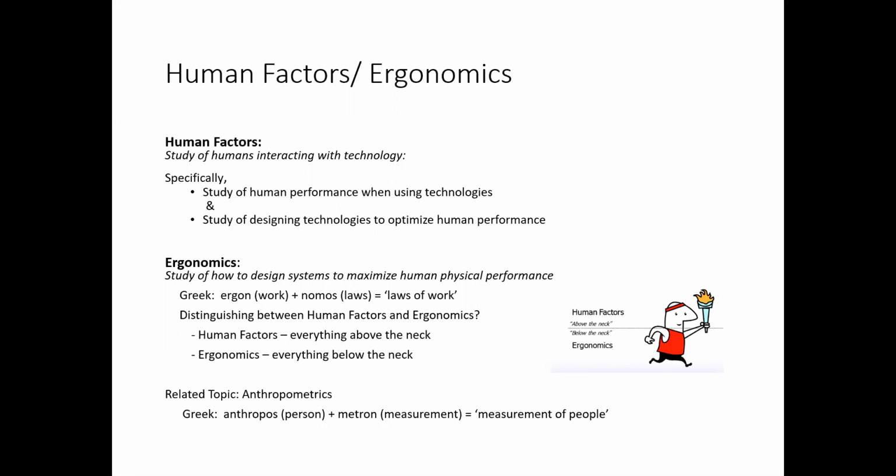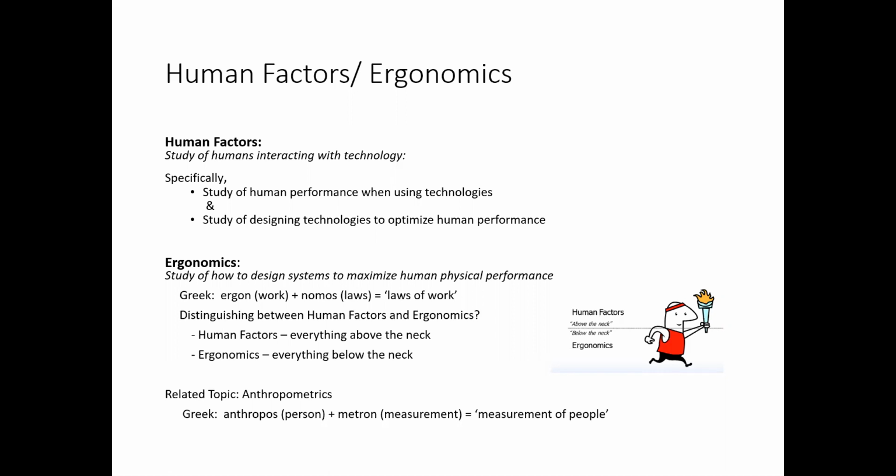So as we're going through here, that second point, the study of designing technologies to optimize human performance, is our focus in this course. So it's human-centered design in nuclear systems. We're going to be focusing on how we design this in a way that maximizes human capabilities. And this cartoon on the bottom right is a very common one you'll see. I don't know what the correlation was with the Olympics, but they said human factors is above the neck, ergonomics is below the neck.